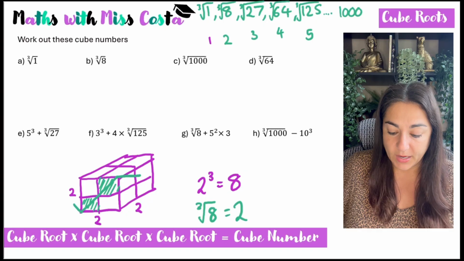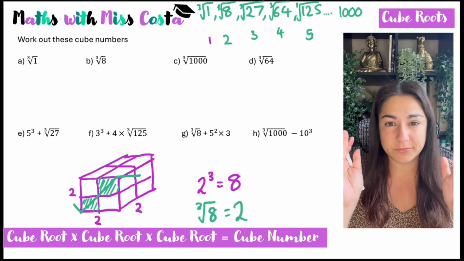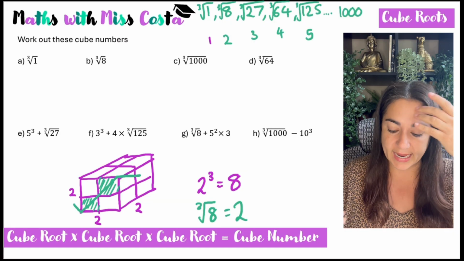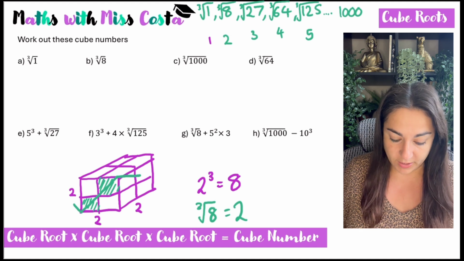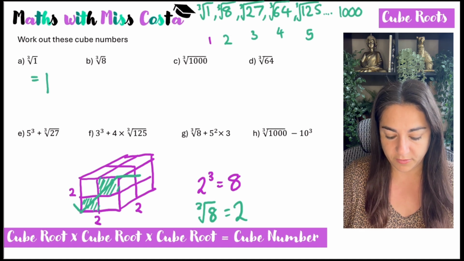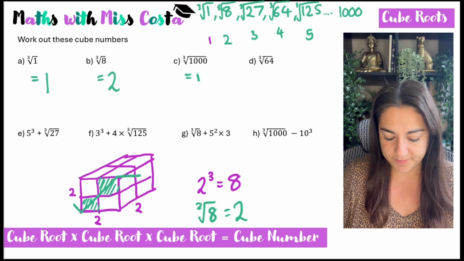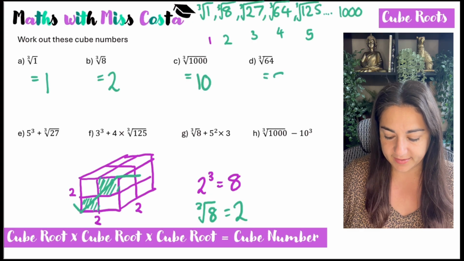Okay, so once again, if you have a cube numbers question and you get stuck, just think to yourself, 1 times 1 times 1 is this, 2 times 2 times 2 is this, 3 times 3 times 3, and they'll come back to memory, and then you can work backwards from there. So the cubed root of 1 is just going to be 1. The cubed root of 8 is going to be 2. The cubed root of 1,000 is 10, and the cubed root of 64 is 4.